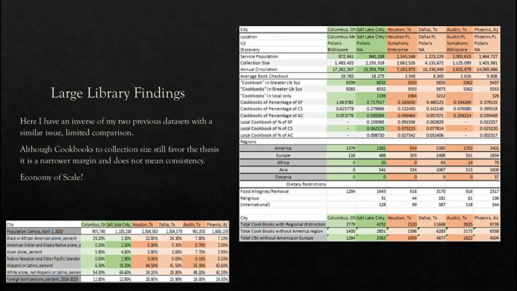When going to look at the regions, we see that the America region is still highly favored, with the food allergy and removal being the second most, pushing the Europe region clearly into third. Although here we also finally see the numbers for Asia really climb up into near parity with the Europe region.